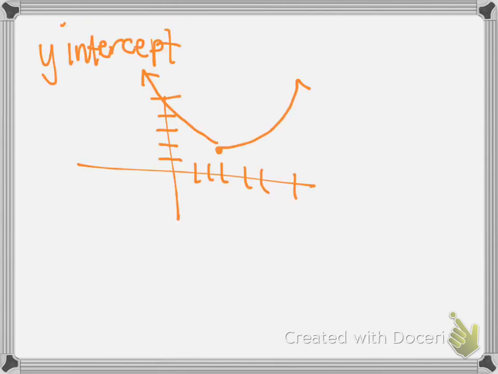On our graph, the y-intercept, or where the graph crosses the y-axis, is called the y-intercept. This y-intercept is 0, 5. This is the y-intercept. I circled it in green.